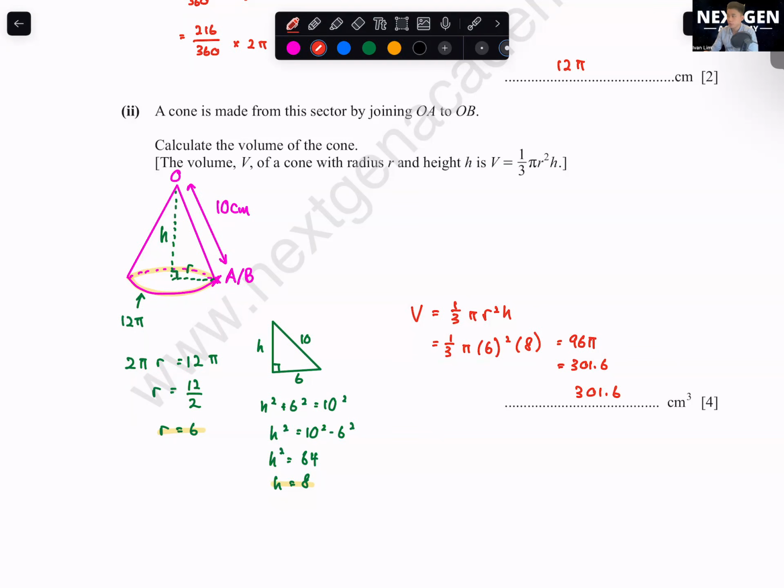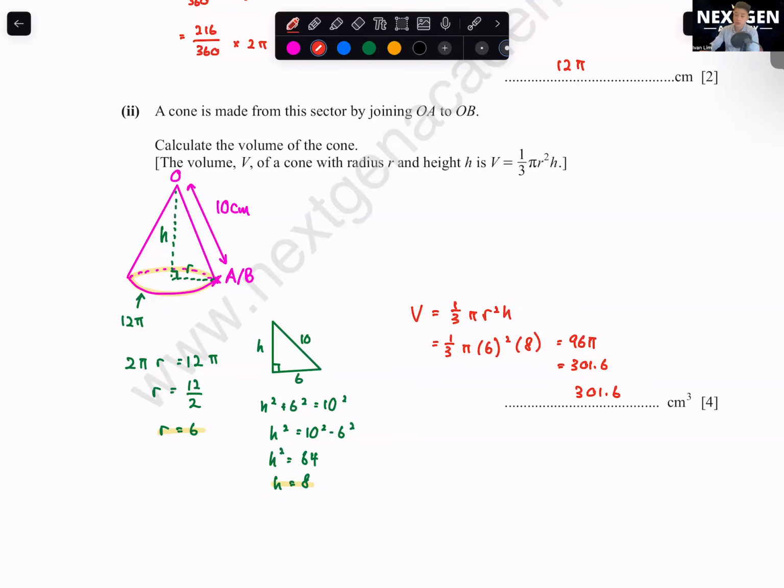Okay, if you are good, just give me a 1. Okay. Very fun question. Yeah, it is. You all need to visualize a little bit, right? From 2D to 3D.